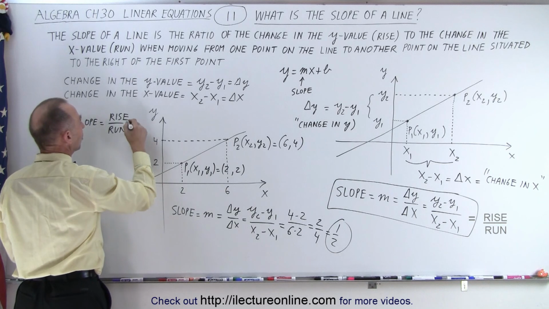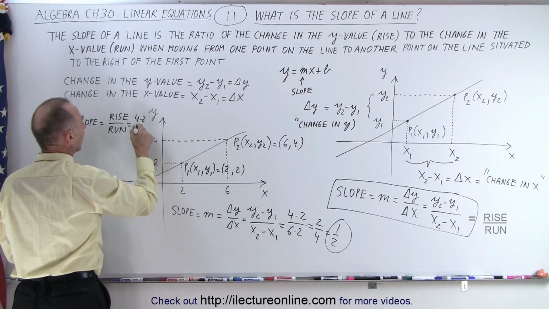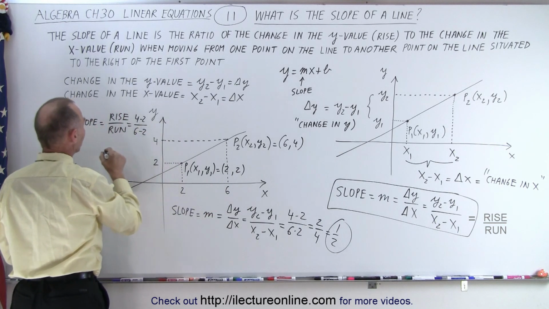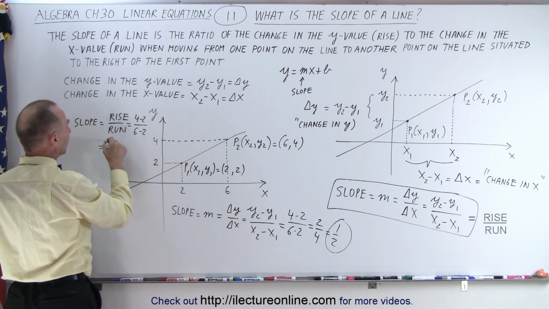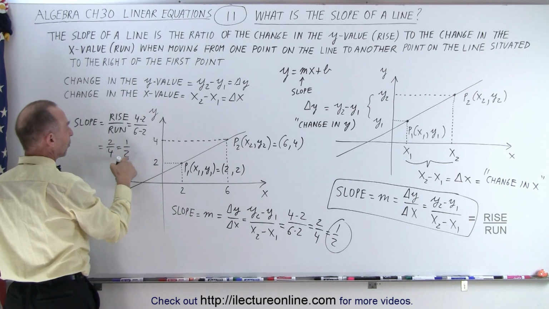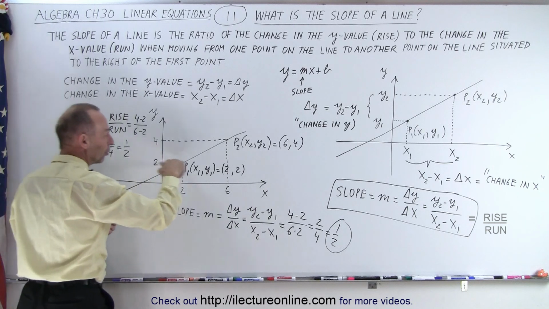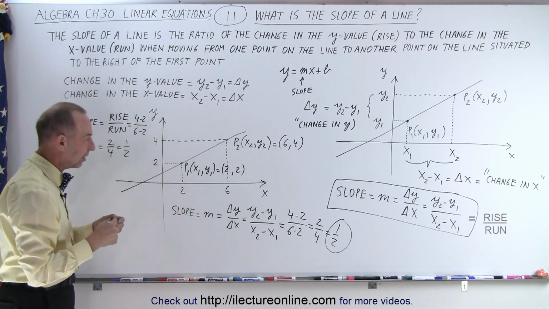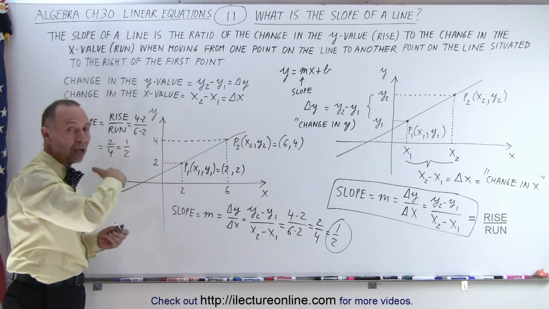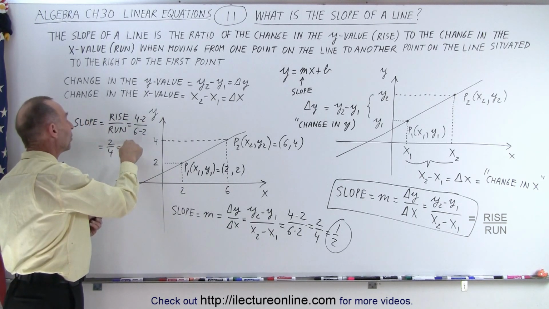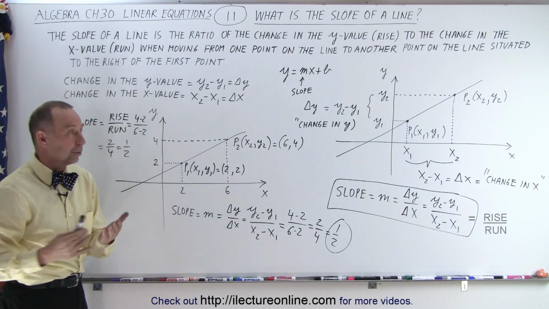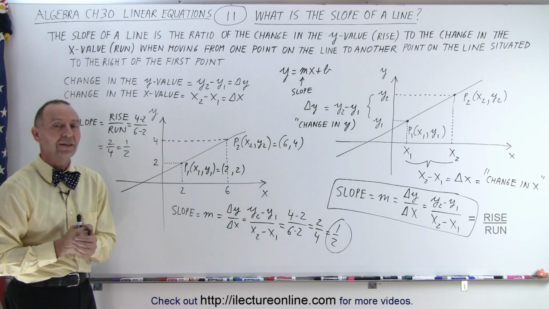So in this case, that would be 4 minus 2. And for the change in the run, I go from 2 to 6. That would be 6 minus 2. So essentially, the rise over the run would be 2 over 4, or 1/2. I rise 1 unit when I run 2 units. I go up 1 when I go to the right 2 on this particular line. Of course, for a steeper line, the rise will be bigger relative to the run. On a not so steep line, the rise will be smaller relative to the run. And that is how the slope is defined in algebra.